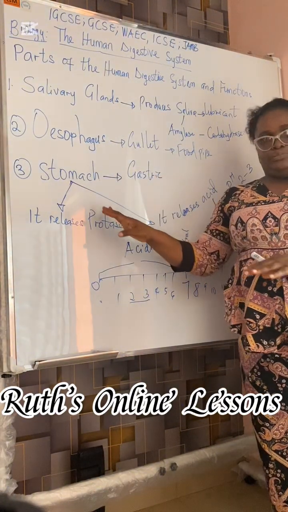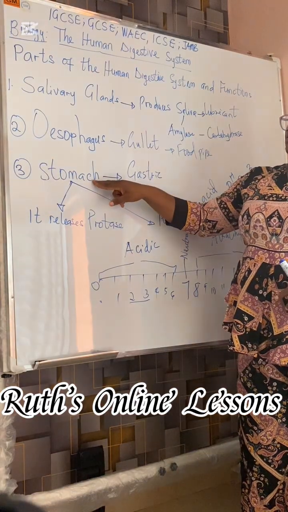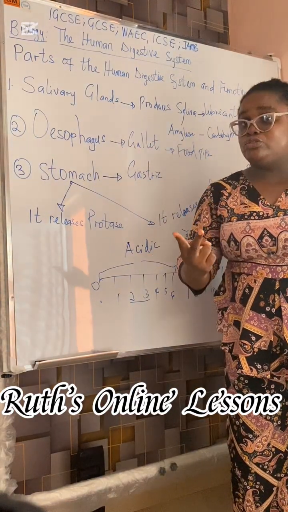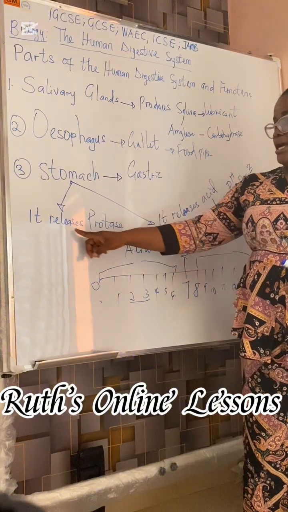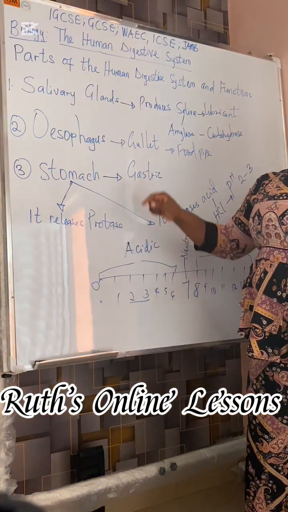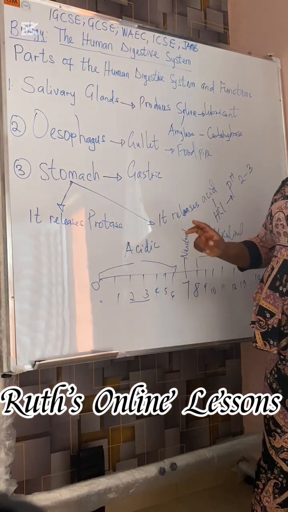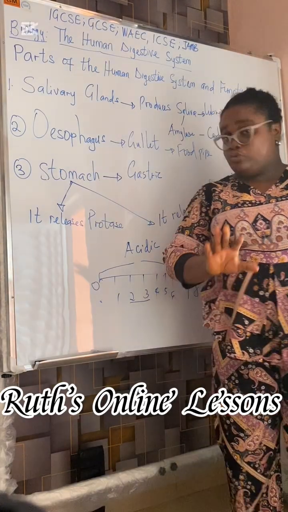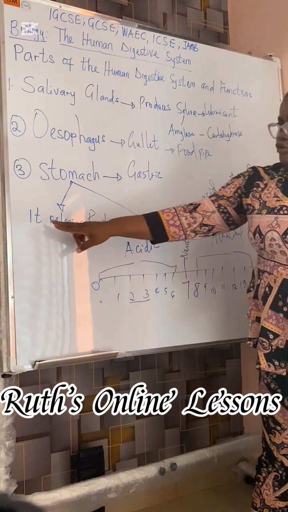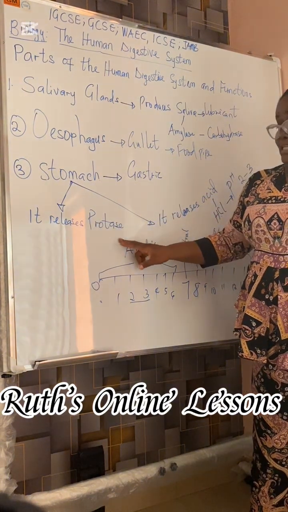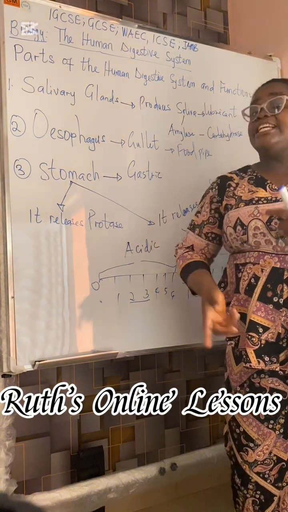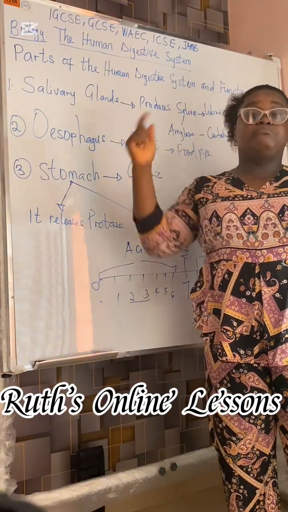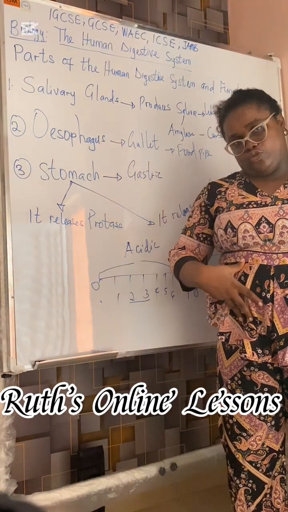Back to base. The stomach is the third part of the digestive system. Two functions of the stomach: one, it releases protease, which is an enzyme. Two, the stomach also releases an acid. The function of this protease enzyme is to digest protein. And on that premise, I said that the digestion of protein begins in the stomach.